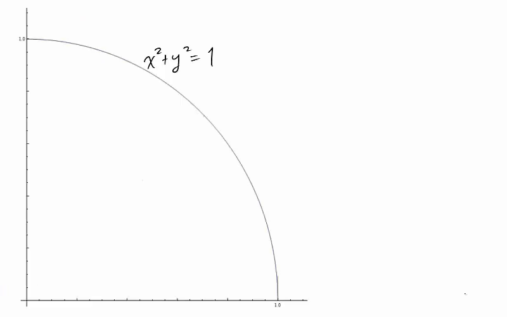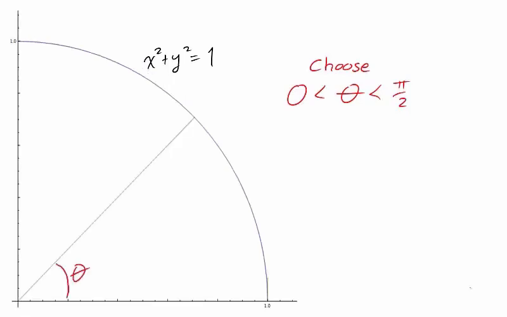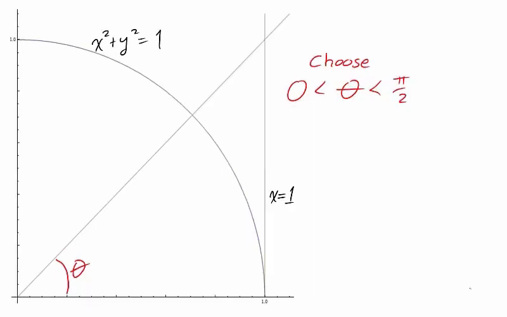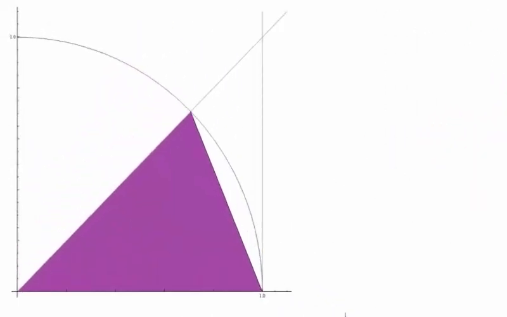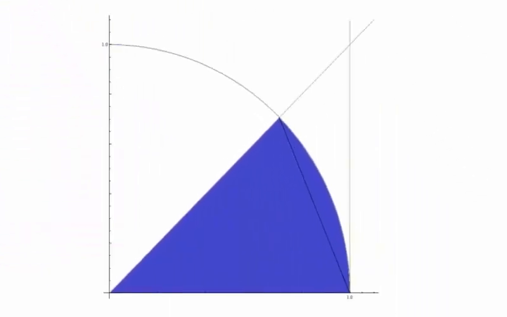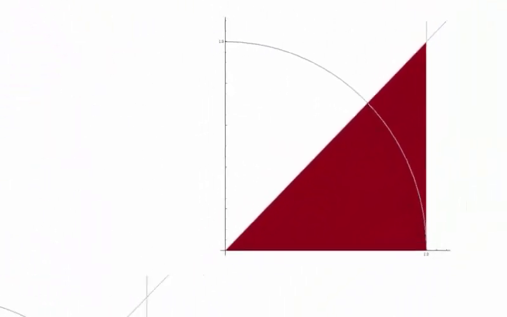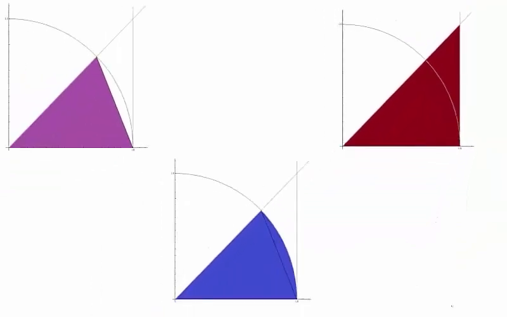We will obtain these functions with the unit circle. This shouldn't be a surprise, as we are investigating trigonometric functions. Choose an angle theta between 0 and pi halves to cut a sector from the circle. Extend the radius until it intersects the line x equals 1. We make these choices to obtain three shapes with increasing area: a purple triangle, a blue sector, and a red triangle.